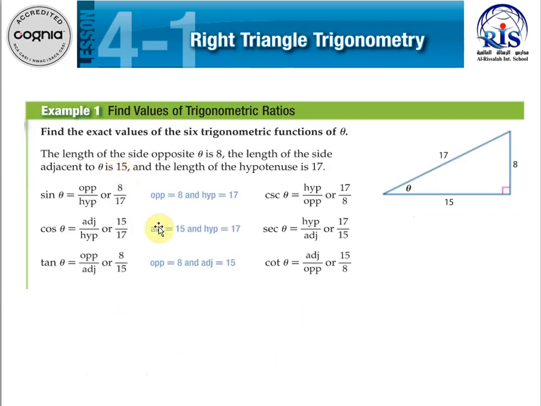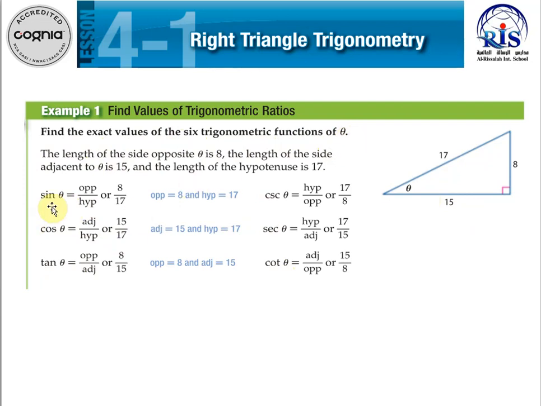Example number 1. How to find the value of trigonometric ratios? We will only replace the values of the sides by using the ratios of sine, cosine, tangent, cosecant, secant, and cotangent. In the question, it says, find the exact value of the six trigonometric functions of theta.